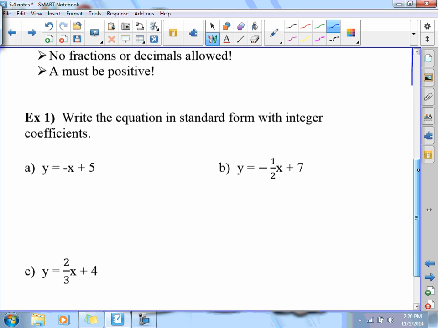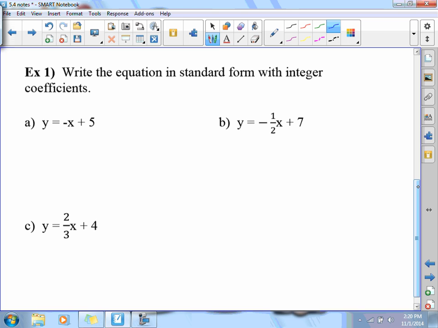Okay, so for example 1, we're going to be given an equation that's not in standard form, and they want us to put it into standard form. So we're kind of working backwards here, because all of these equations are y equals, y equals, y equals. So these are usually how we like to see the equations. We like to see them as y equals something so that we can graph it. But to get you used to working with the standard form and to get you more and more experienced with solving equations, we want you to practice this process.